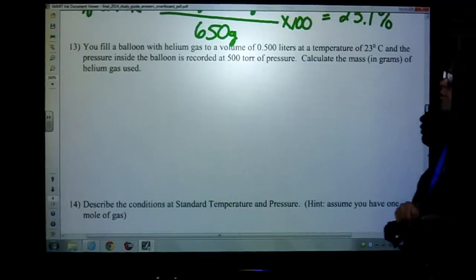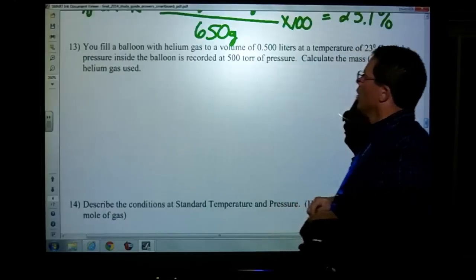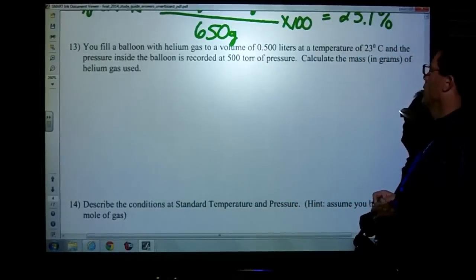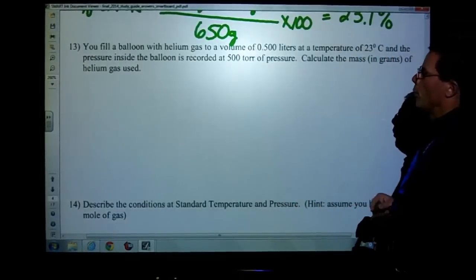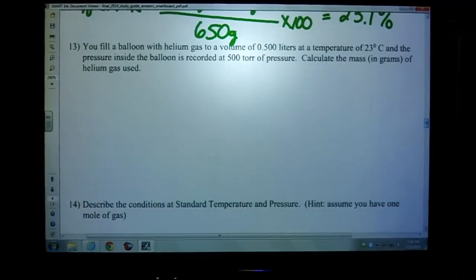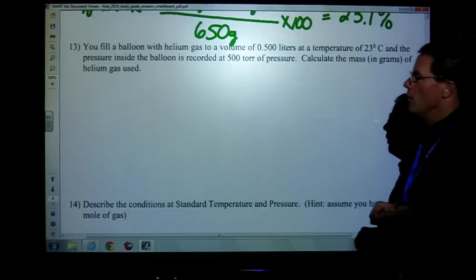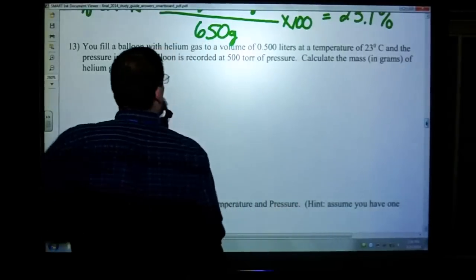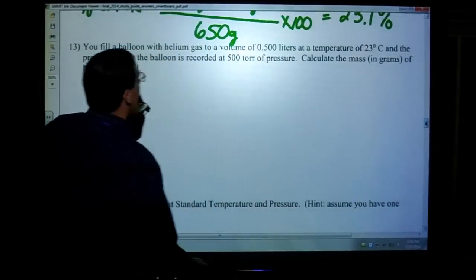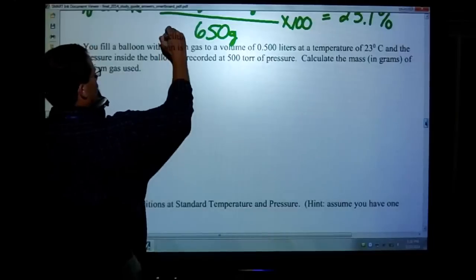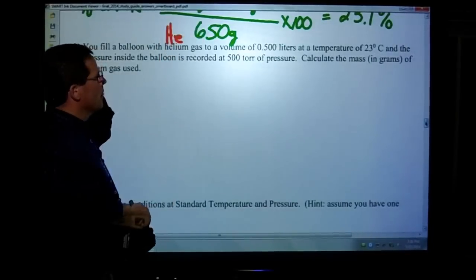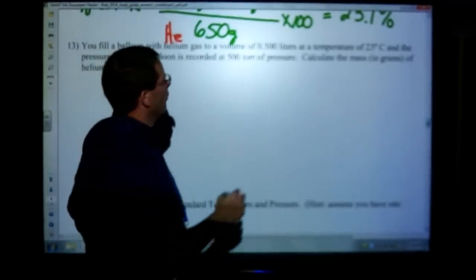Number 13, you fill a balloon with helium gas to a volume of 0.5 liters at a temperature of 23 degrees Celsius. And the pressure inside the balloon is recorded at 500 torr of pressure. Calculate the mass in grams of the helium being used. So what we have here, and actually let's identify them. You have a balloon filled with helium, so that's He, to a volume of 0.5.